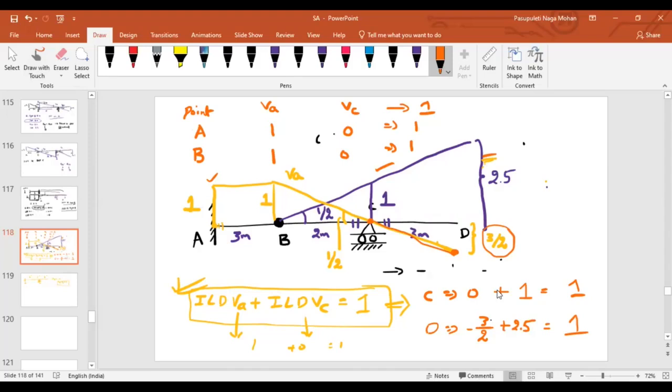Yes, sir. So this might be a check you can think of. If you add those and both give 1, then your diagrams might be right. But I can't say the reverse. If any one of the diagrams is wrong, you can't get 1, isn't it? So I'm just giving you a hint. Is it okay about these two diagrams? Are there any doubts?